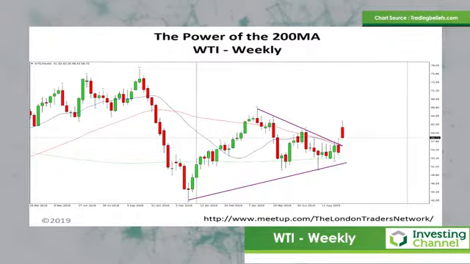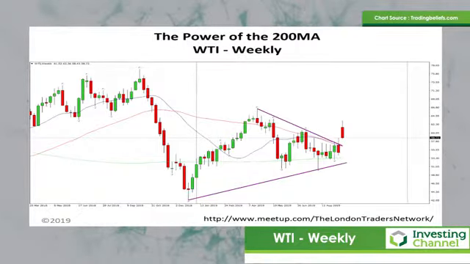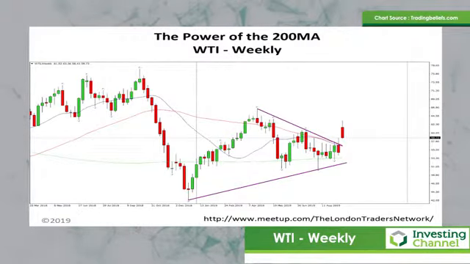What I'd like to draw your attention to, ladies and gentlemen, is the green 200 period moving average there. You can see it's been pretty much flat for most of the year. And what I've been keeping an eye on is that it was acting as dynamic support for the entire year. We can see price has been trading around that 53, 54 level. And price only closed beneath that 200 period moving average once, back in May.